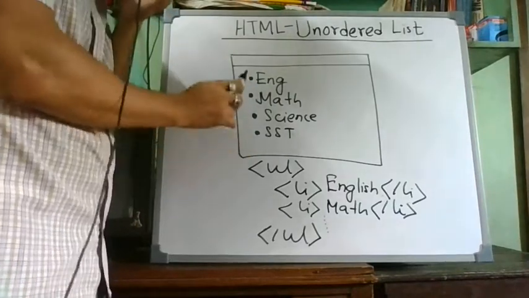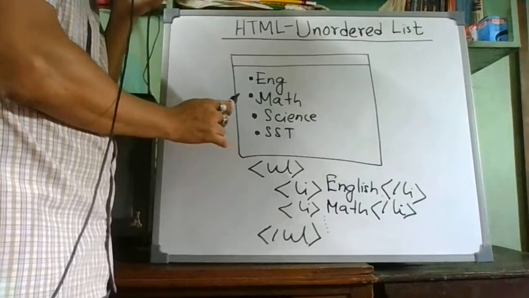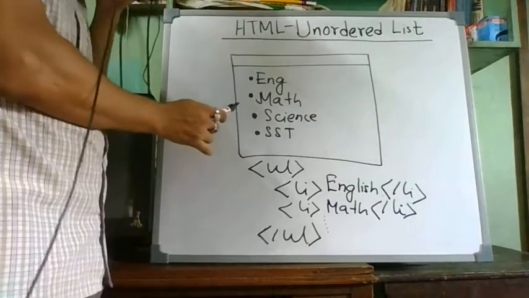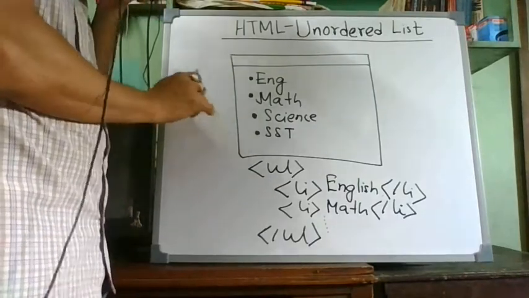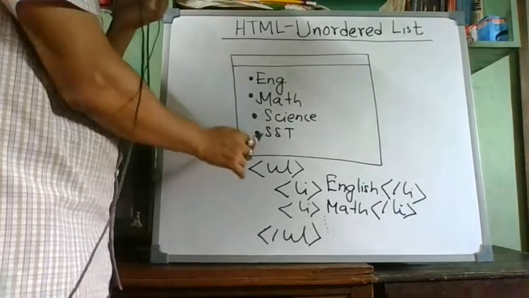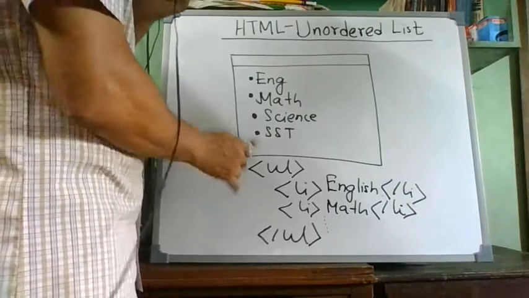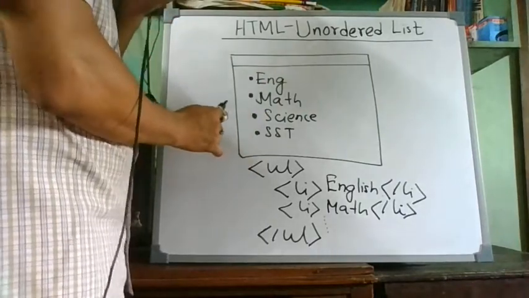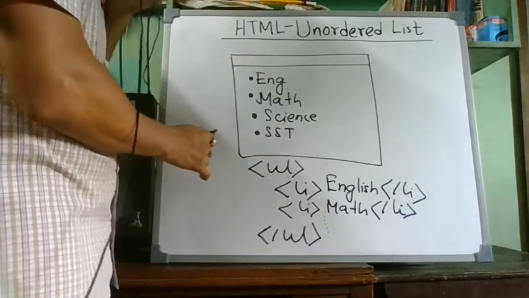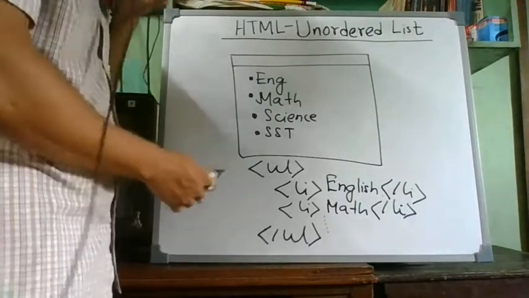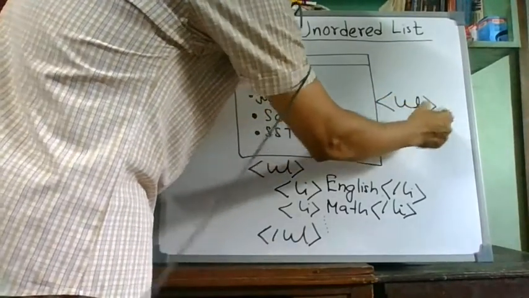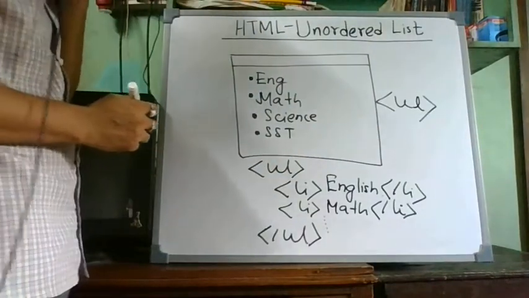the unordered list. So a list which starts with bullets and does not have any index or ordering like 1, 2, 3, 4 is called an unordered list. An unordered list is created in HTML by the tag UL. So UL is the main tag which creates the unordered list.